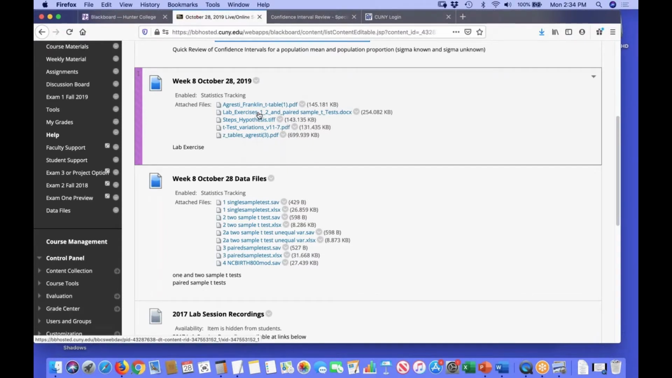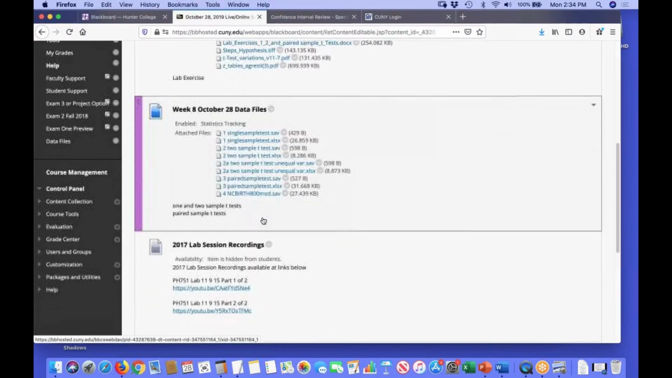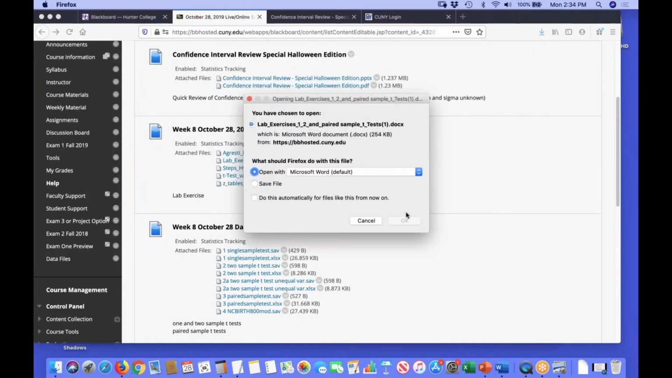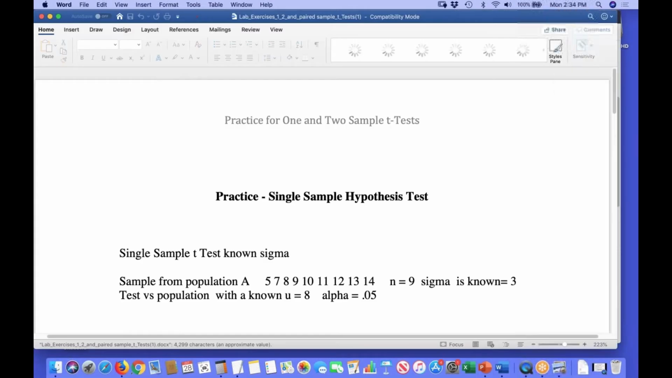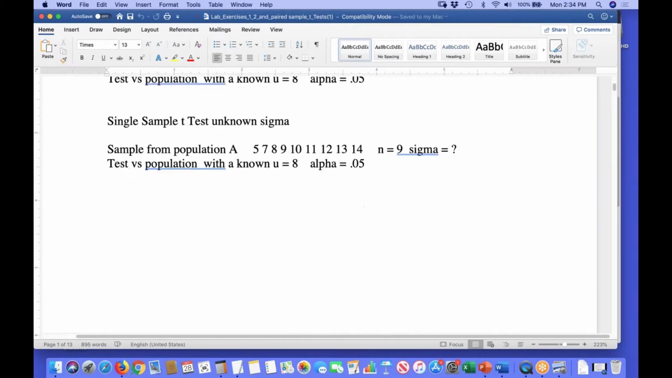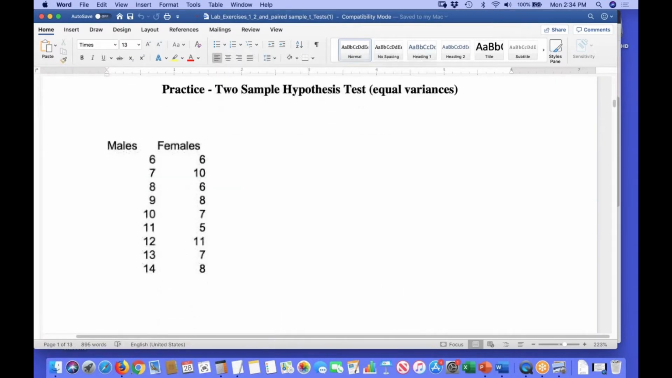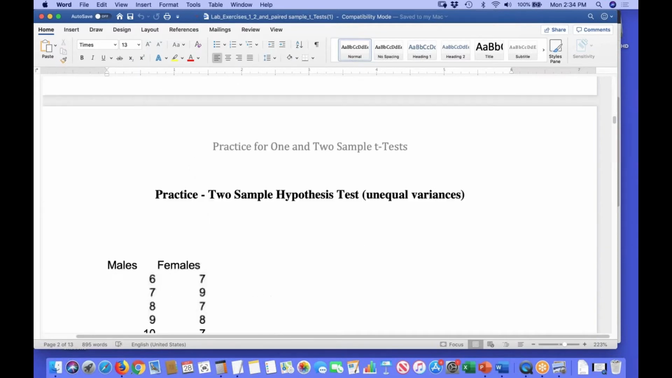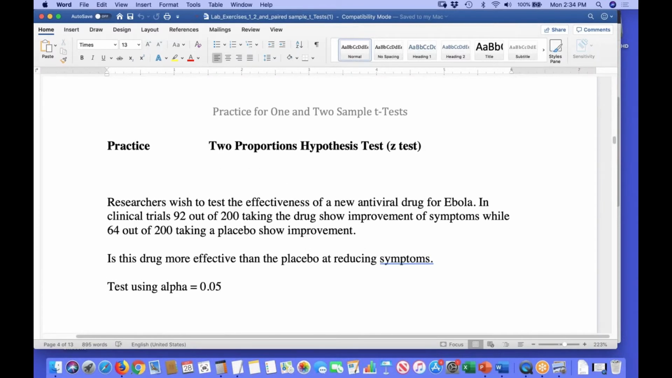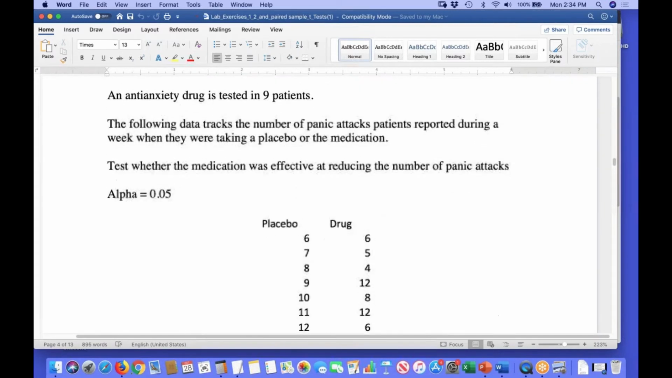Let me open up, let's see, paired sample t-test. Okay, let me open this up. Okay, here's a document that's on Blackboard. This is an exercise sheet for single sample hypothesis test, two sample hypothesis test, proportions also, and for paired samples hypothesis test.